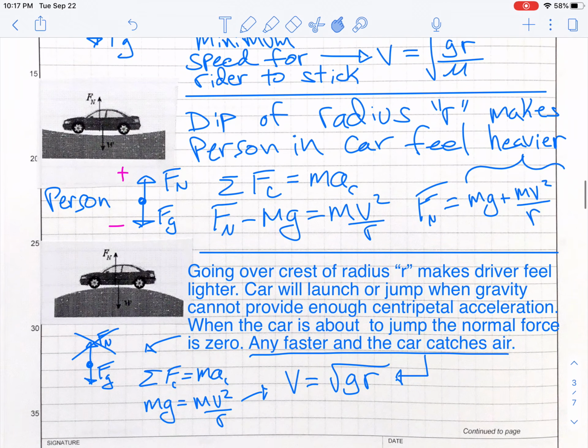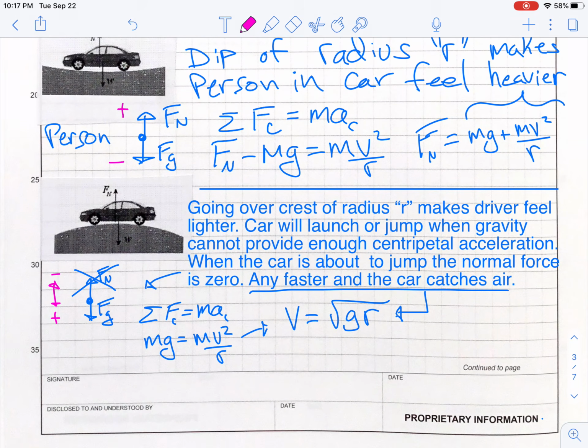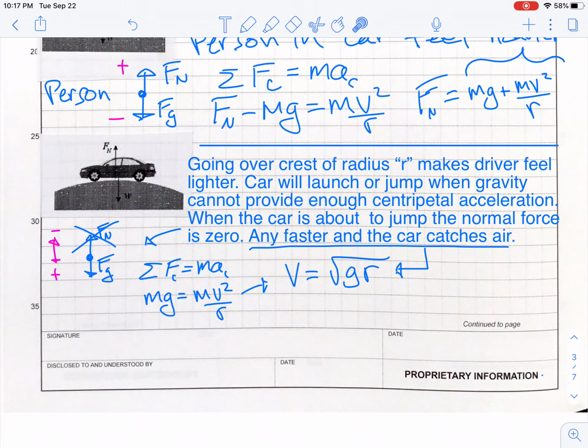Conversely, if you go over a crest of radius r, we're going over a hill here, so now the center of the circle is below us. And remember, the centripetal direction is always towards the center. So this would be plus and that would be minus, right? That way. Plus is towards the center. So in this case, gravity is going to provide the centripetal acceleration. And when we're about to jump, the normal force becomes zero.